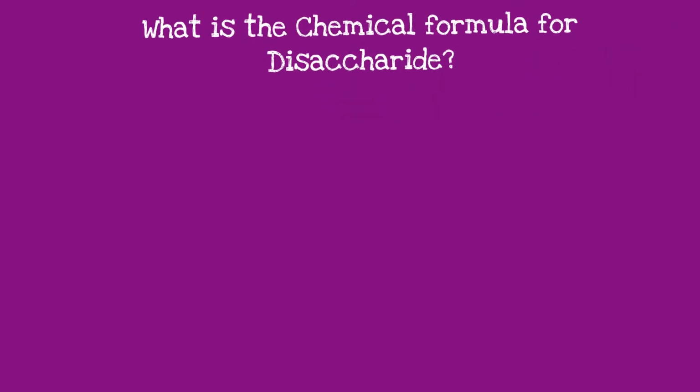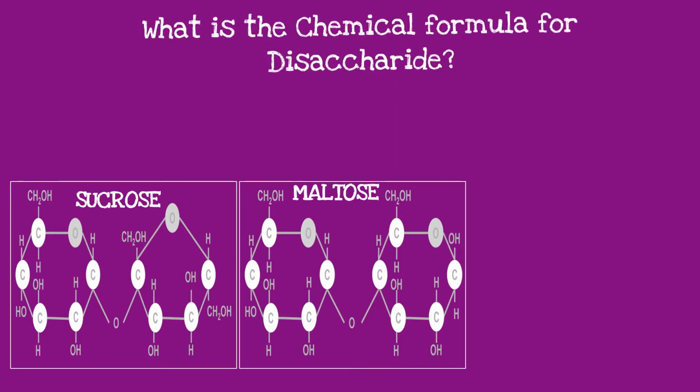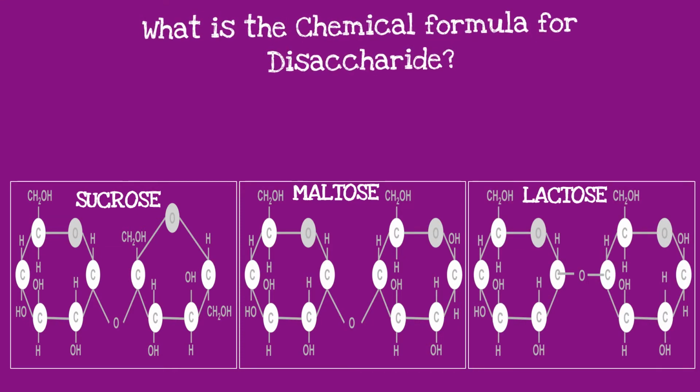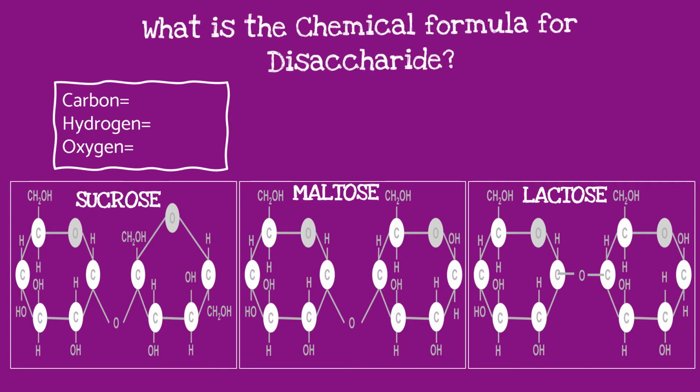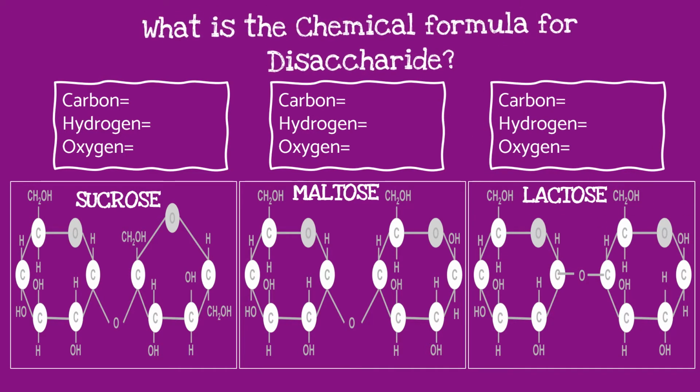Now, what is the chemical formula for disaccharide? It is the same process we used to get the chemical formula for monosaccharide. Let's again count the number of carbon, hydrogen, and oxygen atoms in each molecule of disaccharide: sucrose, maltose, and lactose. So let's count it down.